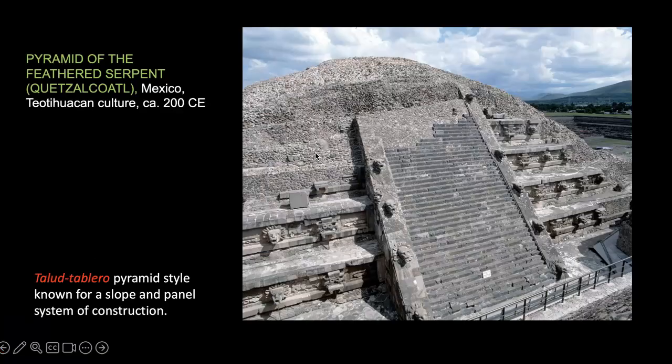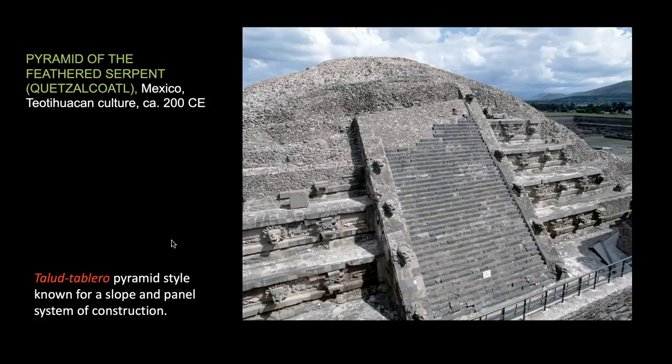All right, backing up a little bit here, let's meet that third pyramid. The Pyramid of the Feathered Serpent. I have Quetzalcoatl in parentheses. I'll explain who that deity is when I get a little bit further along in lecture. Again, we're exploring the Teotihuacan urban center and culture dating to around the year 200.